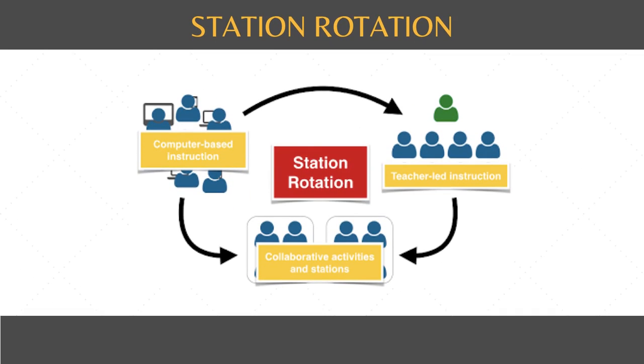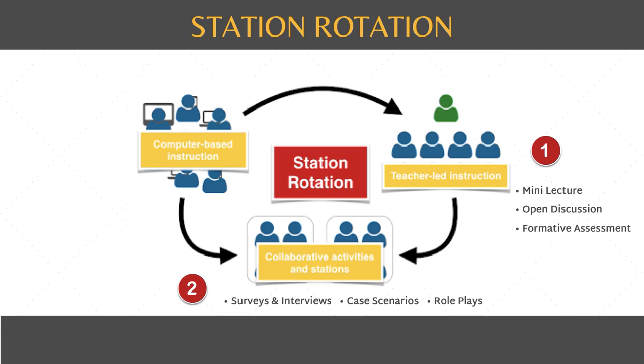In station rotation, students rotate through a minimum of 3 stations during the class period. One station is typically instructor-led, with a mini lecture, an open discussion, and a quick formative assessment included. In the second station, the students have an opportunity to participate in collaborative activities such as surveys and interviews, case scenarios, and role plays. Finally, in individual stations, students can further practice their skills through online interactive activities or could receive further instruction through videos and step-by-step demonstrations.